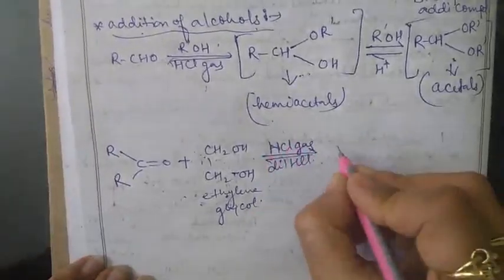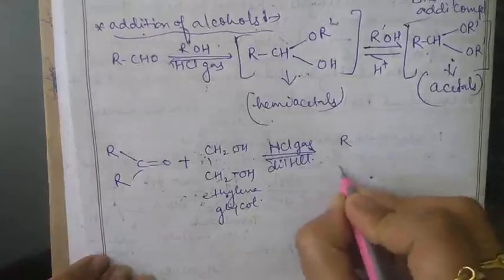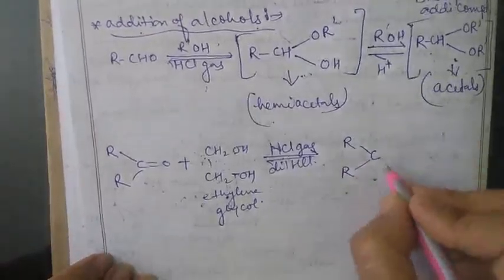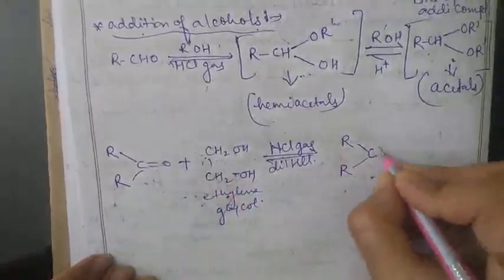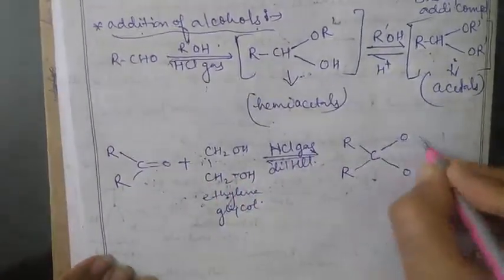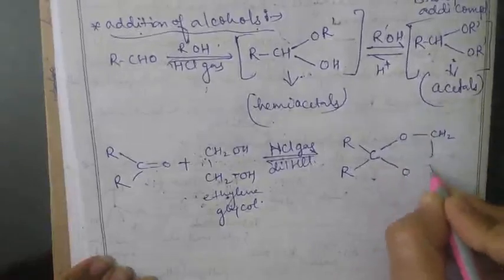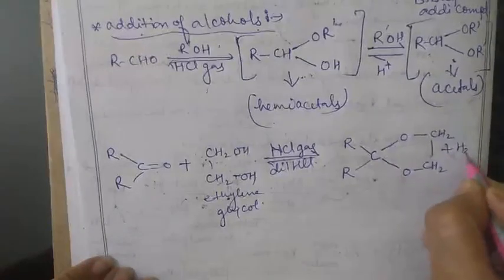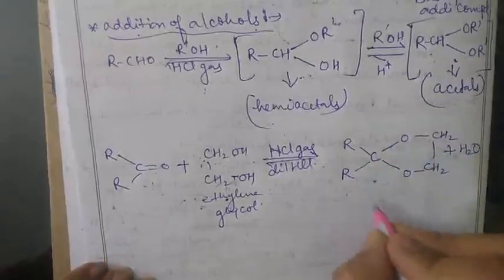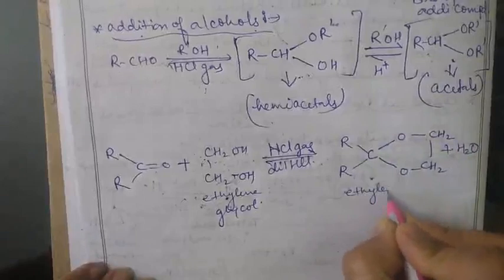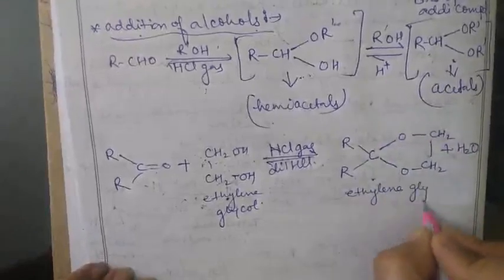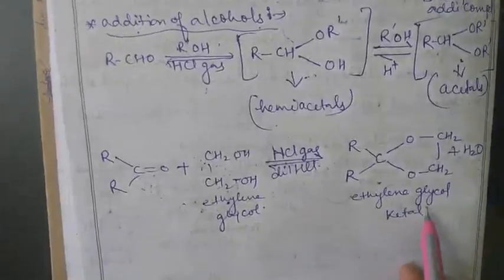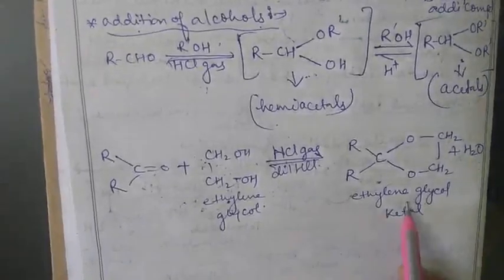Dilute HCl. Then we get a cyclic product, that is R. See, this double bond splits. We get O here, O here, then we have CH2, plus removal of a water molecule. So this is called ethylene glycol ketone.